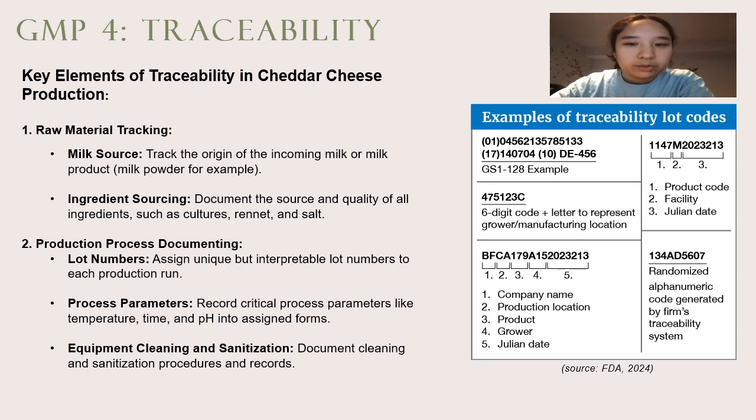So now that we know what traceability is and why it is important, I will talk about some key elements of traceability in a cheddar cheese manufacturing plant. So first thing is raw material tracking. We need to track the milk source, particularly to track the origin of the incoming milk or milk product. For example, if the cheese is made from milk powder.